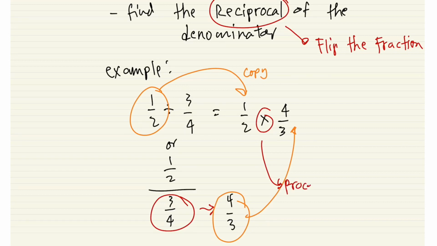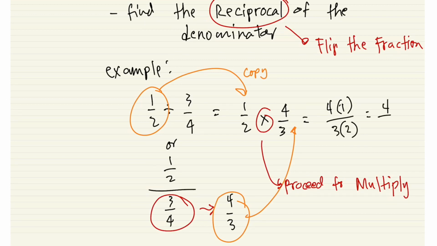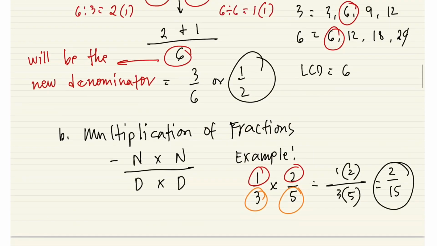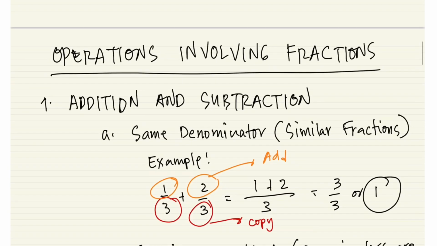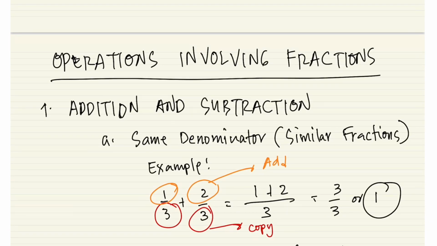And then proceed to multiplication. To multiply, we have here 4 times 1 over 3 times 2, which is equal to 4 over 6, or 2/3. So that is how we are going to solve fractions involving the four basic operations.